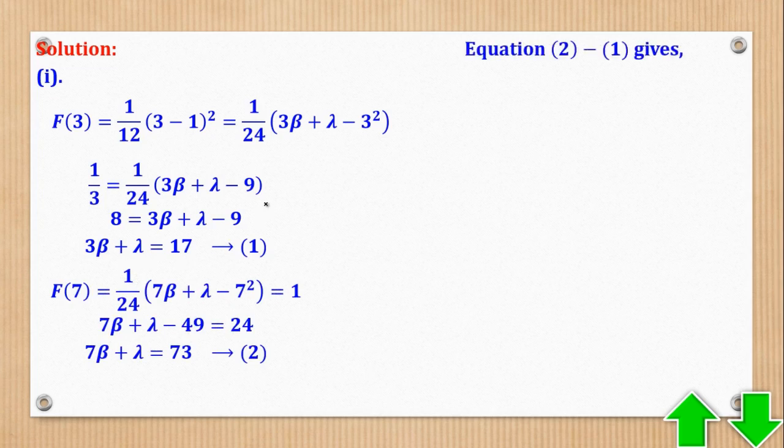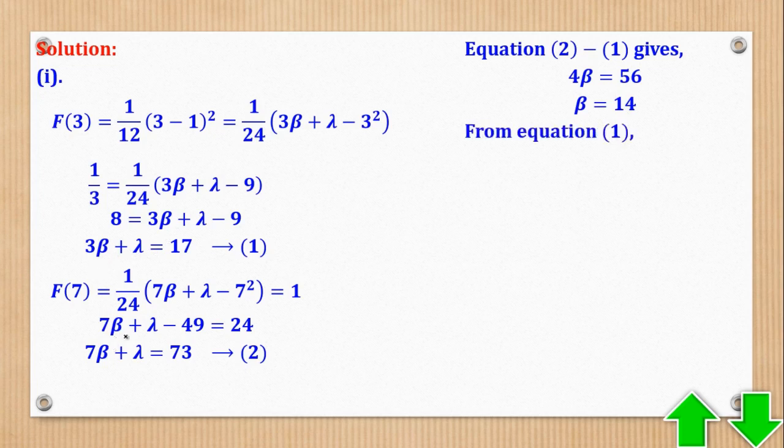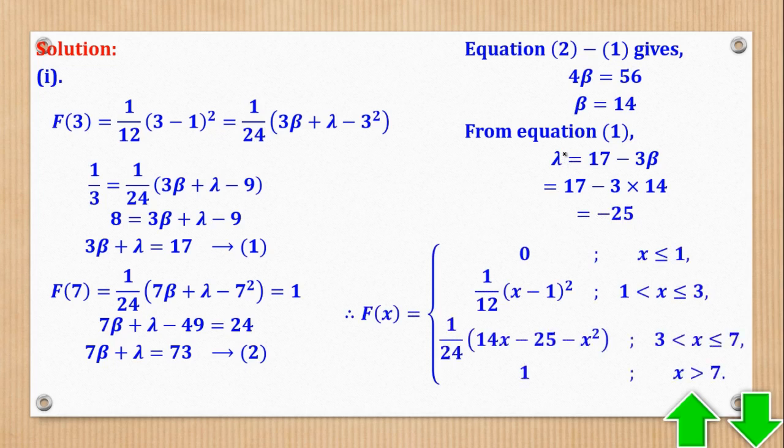So equation 2 minus equation 1 will give us 7 beta minus 3 beta, which gives you 4 beta. Lambda minus lambda cancels. 73 minus 17 gives you 56. Then when I divide, I'll come up with beta equal to 14. After getting beta, I can use either equation 1 or equation 2. So when I use equation 1 and I substitute for beta, I'll come up with lambda as negative 25. So after getting beta and lambda, I can rewrite my capital F of X. And that is capital F of X. So basically that's what they wanted in Roman 1.